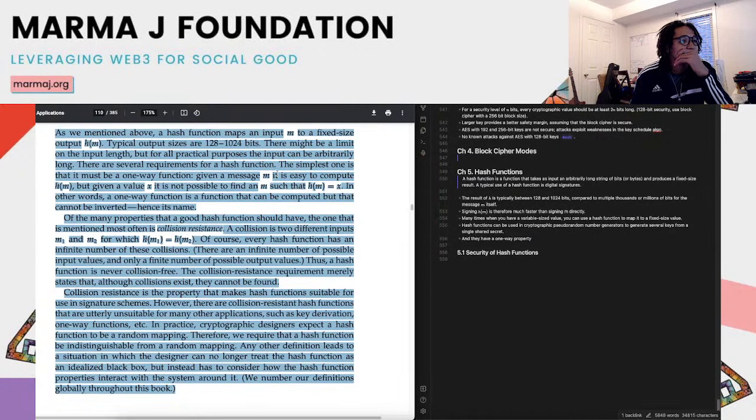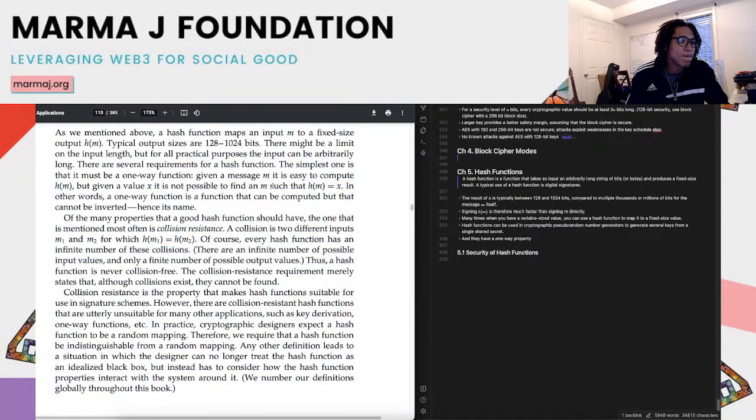As we mentioned above, a hash function maps an input M to a fixed-size output H(M). Typical output sizes are 128 to 1024 bits. There might be a limit on the input length, but for all practical purposes, the input can be arbitrarily long. There are several requirements for a hash function. The simplest one is that it must be a one-way function. Given a message M, it is easy to compute H(M), but given a value x, it is not possible to find an M such that H(M) equals x. In other words, a one-way function can be computed but cannot be inverted, hence its name.